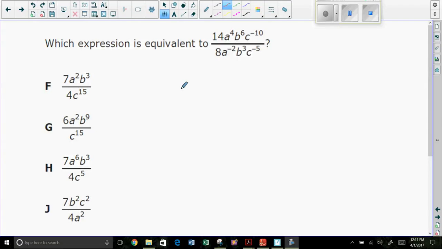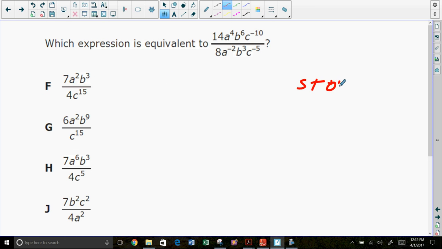Okay, so right here, they want to know which expression is equivalent to this problem right here. Alright, so probably the best way to get this answer is to use the store feature. If we use the store feature, type in the problem, we'll get the answer right away.